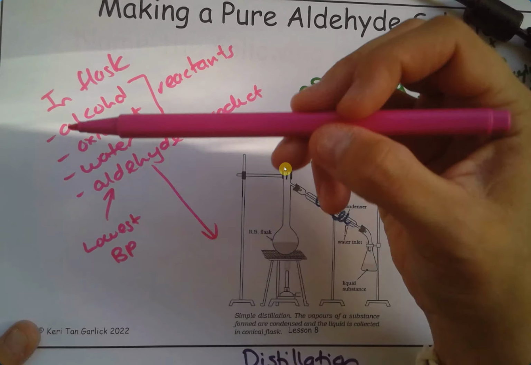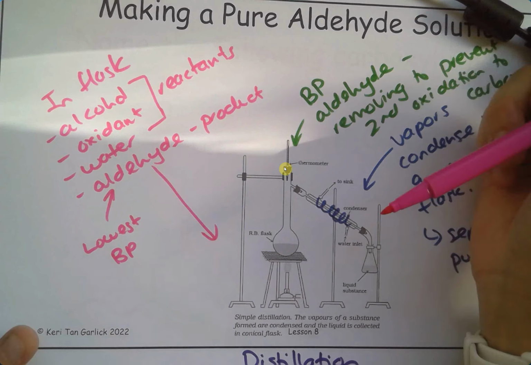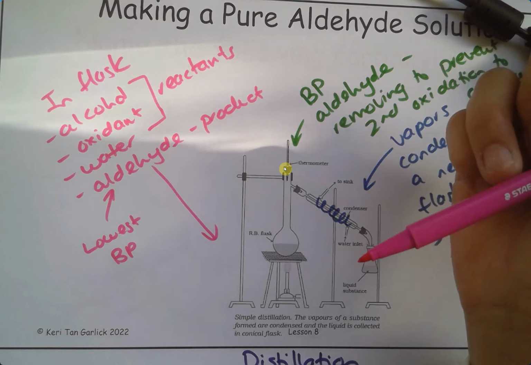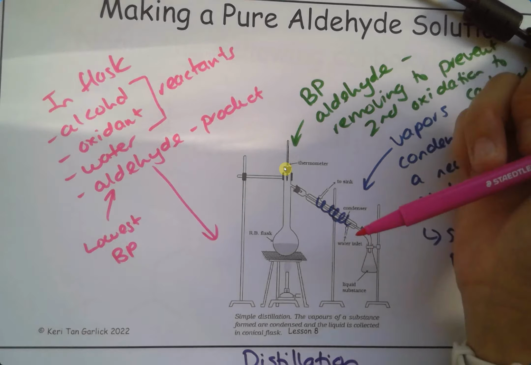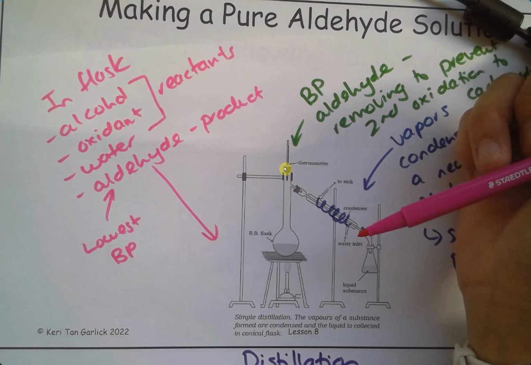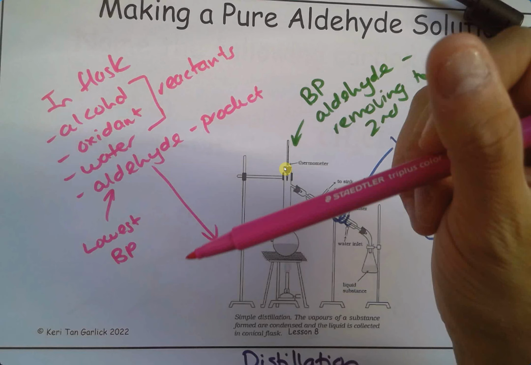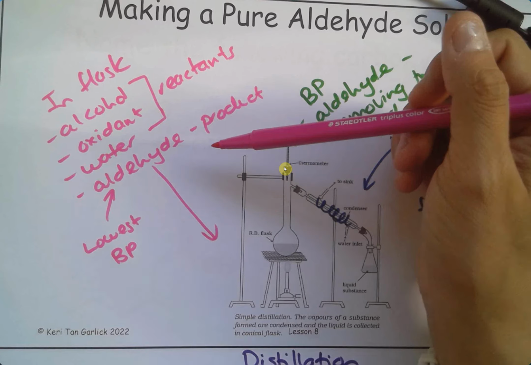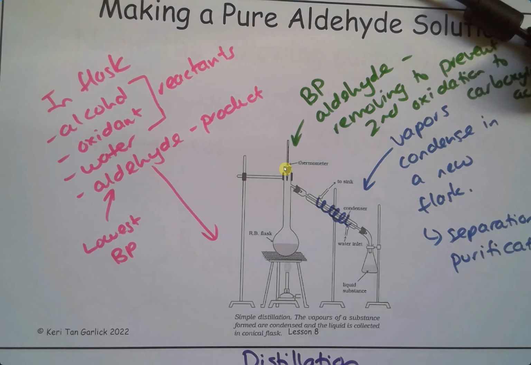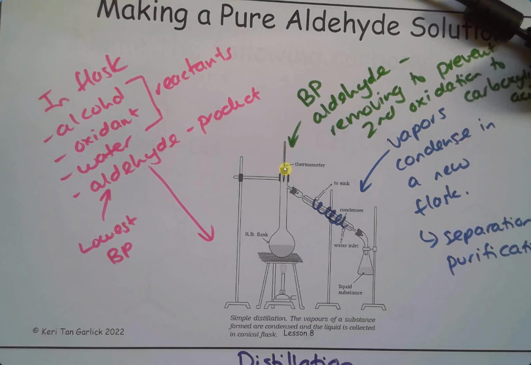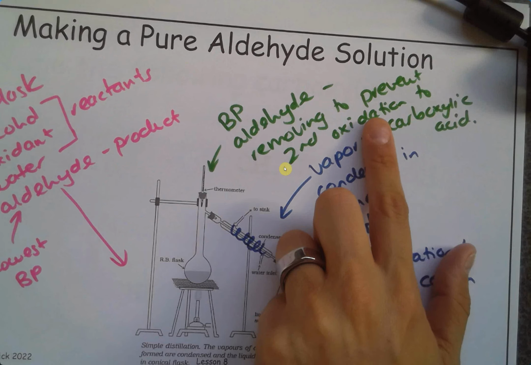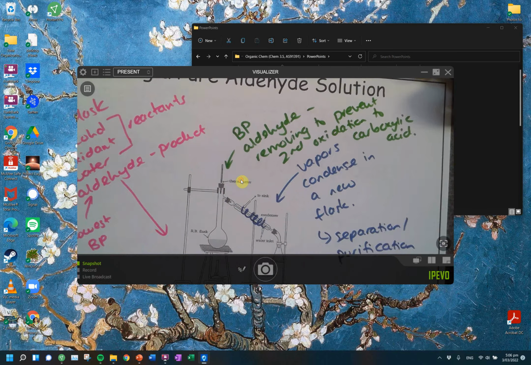Remember that the alcohol and the water can do the hydrogen bonding, so it's going to have a higher boiling point. If there is any carboxylic acid that happens to be produced, it will have a higher boiling point than the aldehyde because, again, it can do those hydrogen bonds. So that's how that's able then to remove the aldehyde. And like I said, importantly, preventing that second oxidation step.